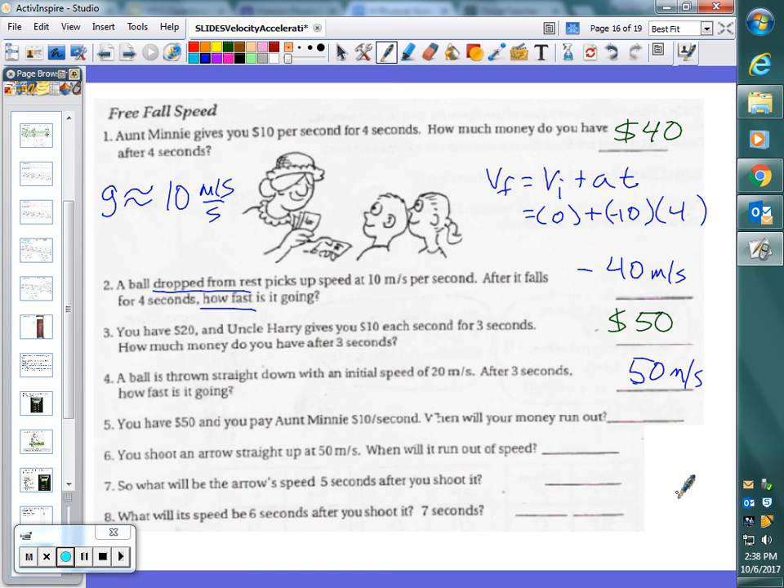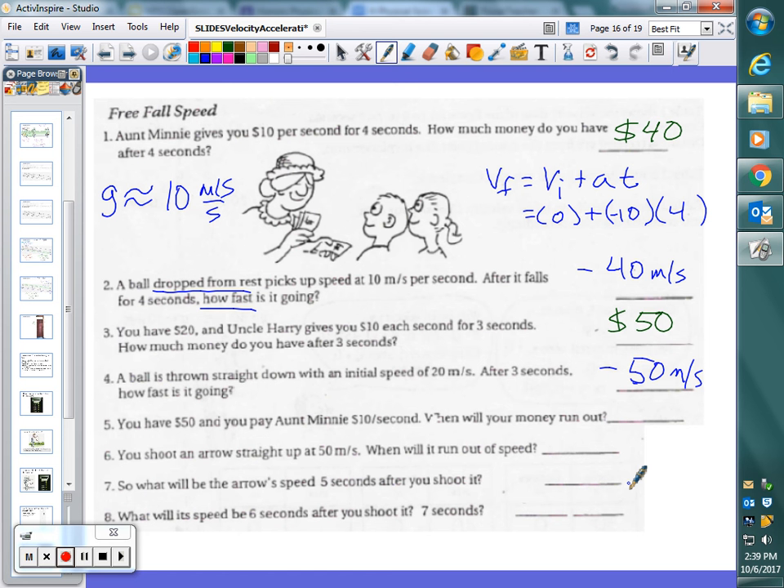Just like before, it didn't matter that you already started with $20. Uncle Harry was still giving you $10 a second, just like Aunt Minnie was. It was changing by the same amount, regardless of what you started with. Same thing with gravity, right? Is that the final velocity? No, right? It's still going in the downward direction, so we should do this, okay?